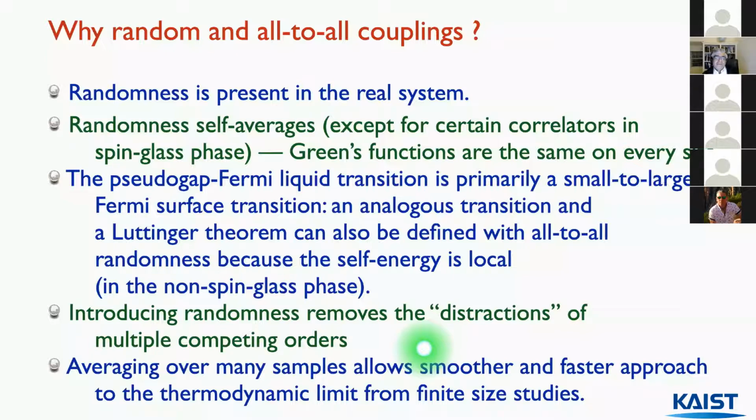You get all kinds of things happening, which depend on the geometry of the sample, and you can't really sort out what's going on. But in the random system, we can study much bigger samples, and we have this advantage that we can average over thousands of samples. And once you do that, it seems you get a very smooth approach to the thermodynamic limit. And that's actually a big advantage.